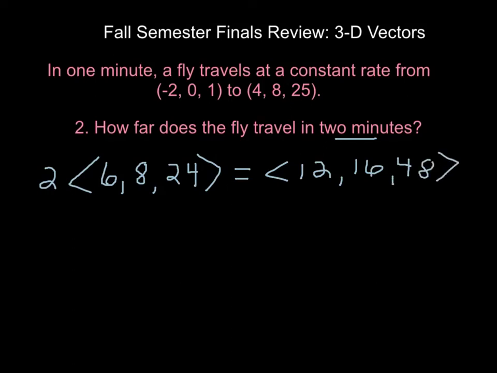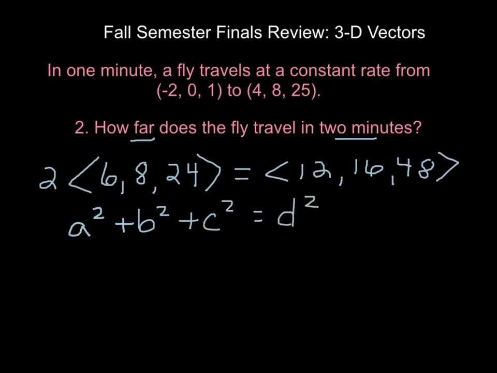Now to find how far he travels, that would be the magnitude of the vector. And to find the magnitude of the vector, because he's going 12 in the x direction, 16 in the y direction, and 48 in the z direction, we can use a three-dimensional Pythagorean theorem with just these components. So all you would have to do is a squared plus b squared plus c squared equals d squared, d being the length, how far he is.